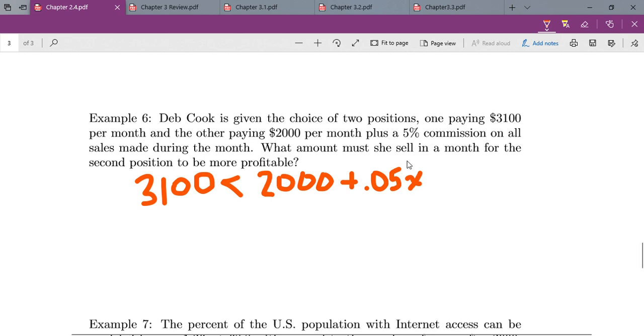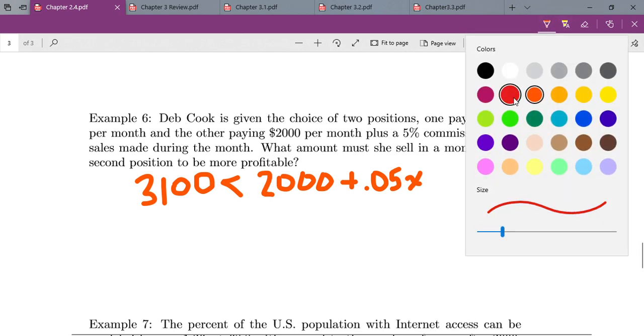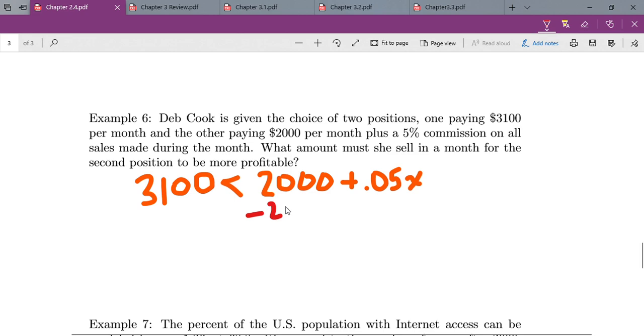So what I'm going to do, start out with, I'm going to subtract off that 2,000 from both sides. Okay, so 3,100 minus 2,000 is going to wind up giving you 1,100. And that's going to be less than 0.05x.